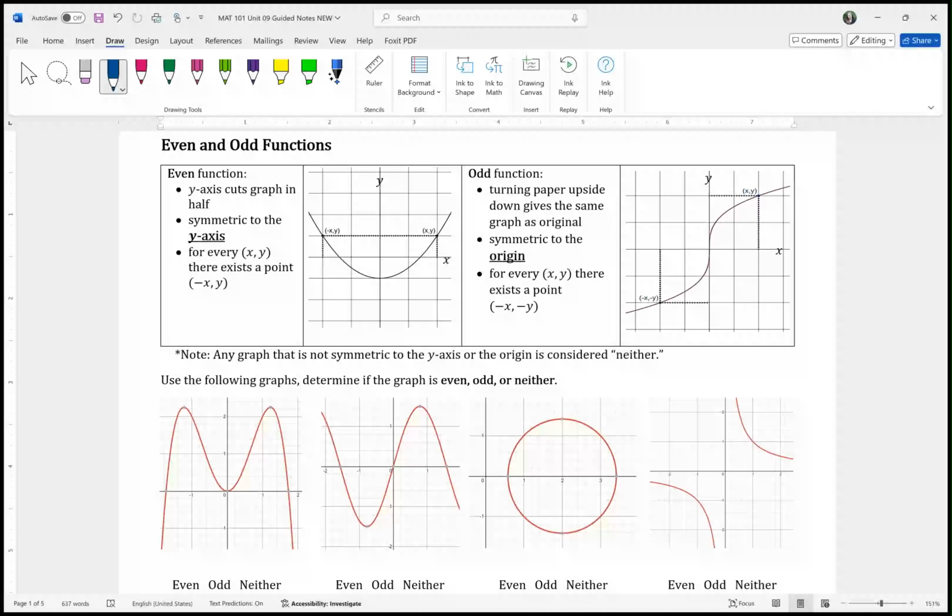We are looking at even and odd functions today. So let's start with our even functions. Even functions are symmetric to the y-axis.